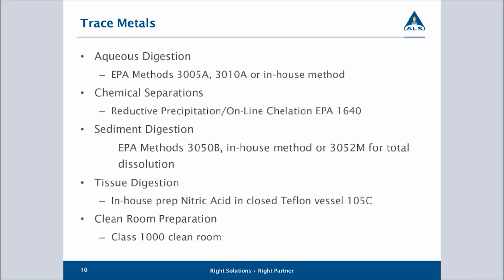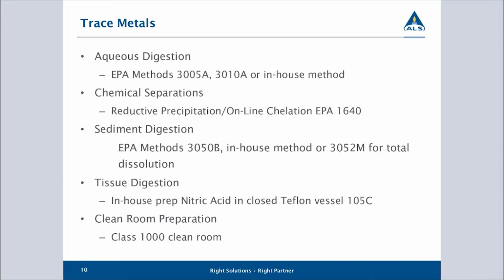Tissue digestions. So once we've gone through the freeze drying and homogenization is complete, samples are ready for subsampling. Digestion is usually performed with an in-house SOP, but consists of a nitric acid procedure in a closed Teflon vessel. We heat that at 105 C and cook everything down for 16 hours. That gets rid of all of the potential interferences produced by carbon. And you can do that for both ICP and ICP-MS. We use the same prep.